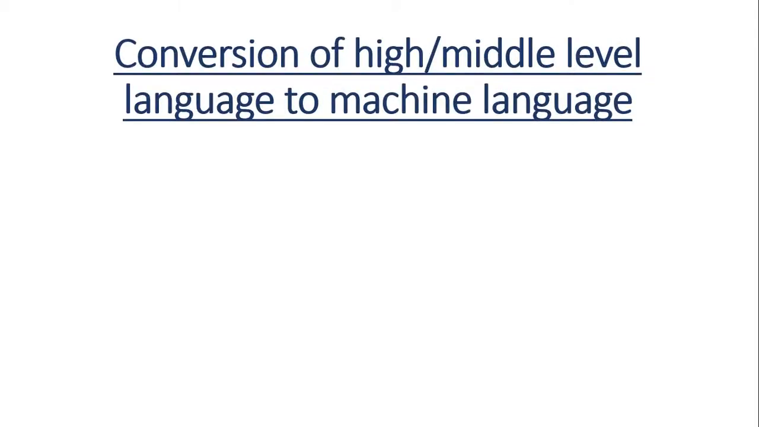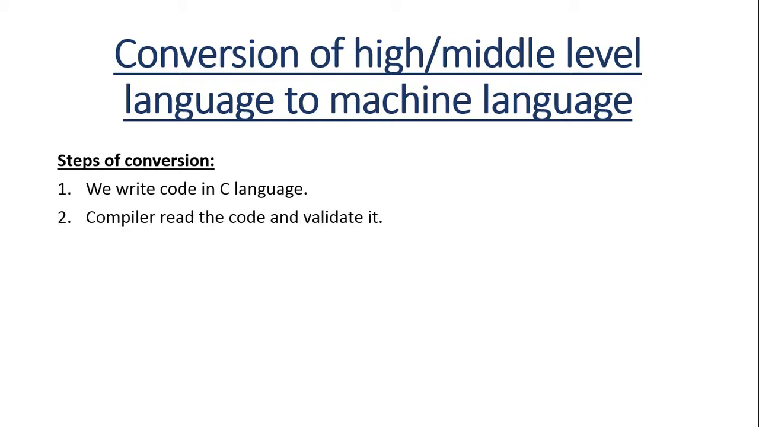Now we will see how the conversion is made from the high level language to machine language. When we write code in the C language, the compiler reads that code and validates it. As I have already said, language should be in a structured or particular format, and that format or structure needs to be followed. In this case also, the compiler reads the code and validates it. Validating means it checks whether the C code which we have written is correct or not. If it is correct, then it can be converted.